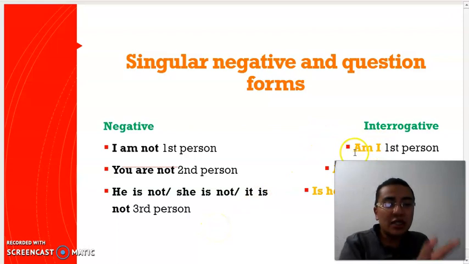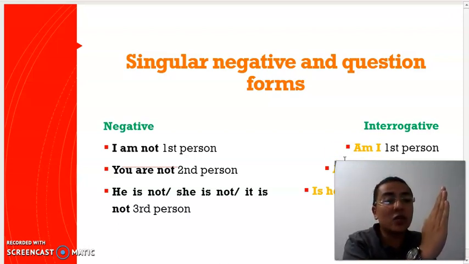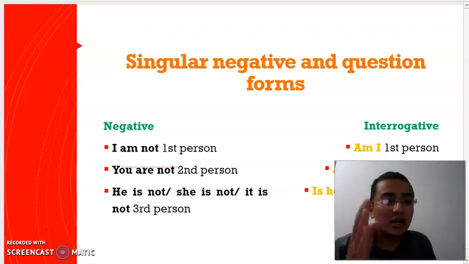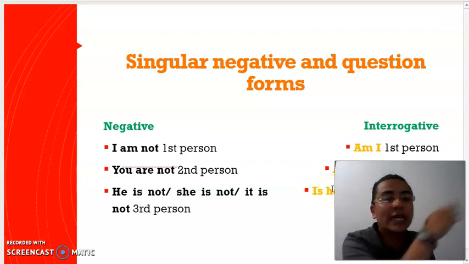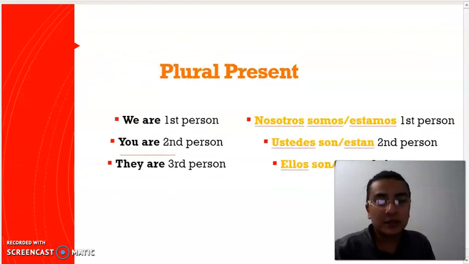Now, what about the interrogative form? Well, it's actually backwards. We place the verb in the first place, and then we place the subject in the second place to create a question. Now, for the first person, you say, am I? Are you? Is he? Is she? Or is it? That is for the question form. Okay? That's only for the singular. Only for singular.